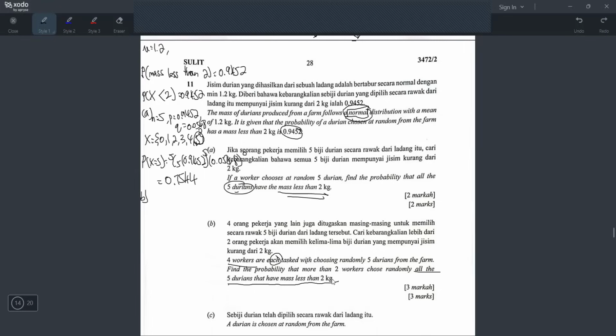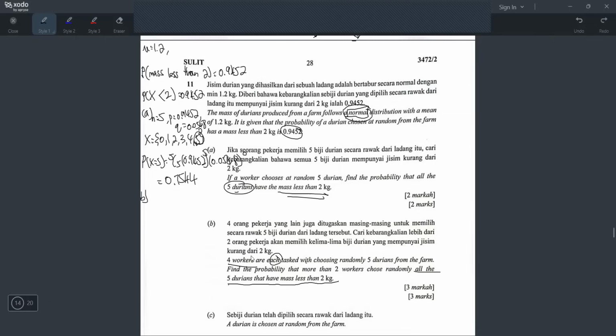Can you tell me what is my probability of success for this question? It will not be 0.9452, because 0.9452 is the probability that one durian is less than 2 kg. But for B, the probability of success is actually all 5, because one worker will choose 5 durian.